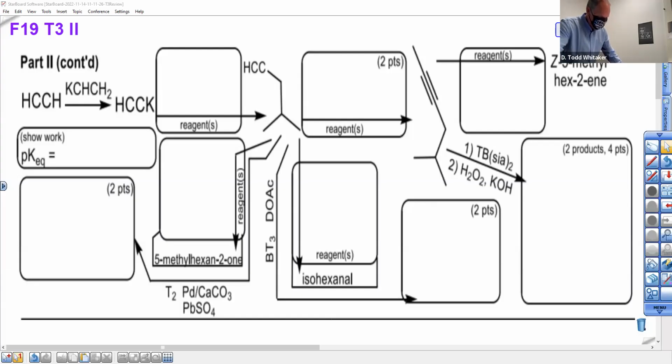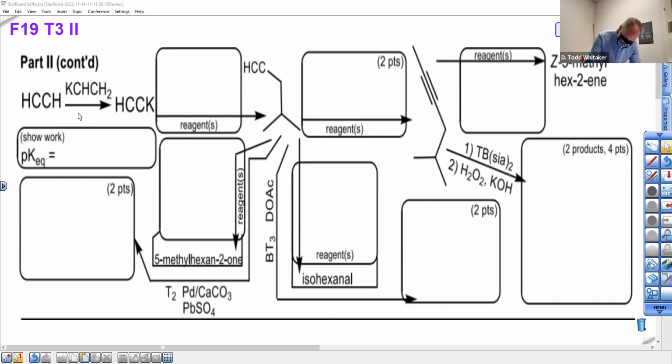We are continuing our discussion of part two, and we're going to do the alkyne portion. We're starting with acetylene. Yours will start with acetylene. Oh, look at that, he's even telling us. You will start with a different base here. Yes, a different base, I promise. You will make the same product. Same product.